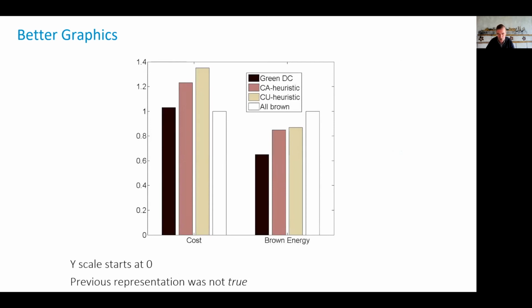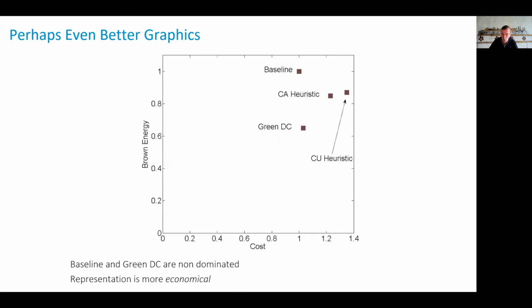Here, of course, the axis was not starting at 0, so the black bar of the second graph seems to be much better than it is in reality. It is truly better, but the difference is not as large as it appeared to be. So scientific honesty is, of course, important. But there are also ways to better compress the information.